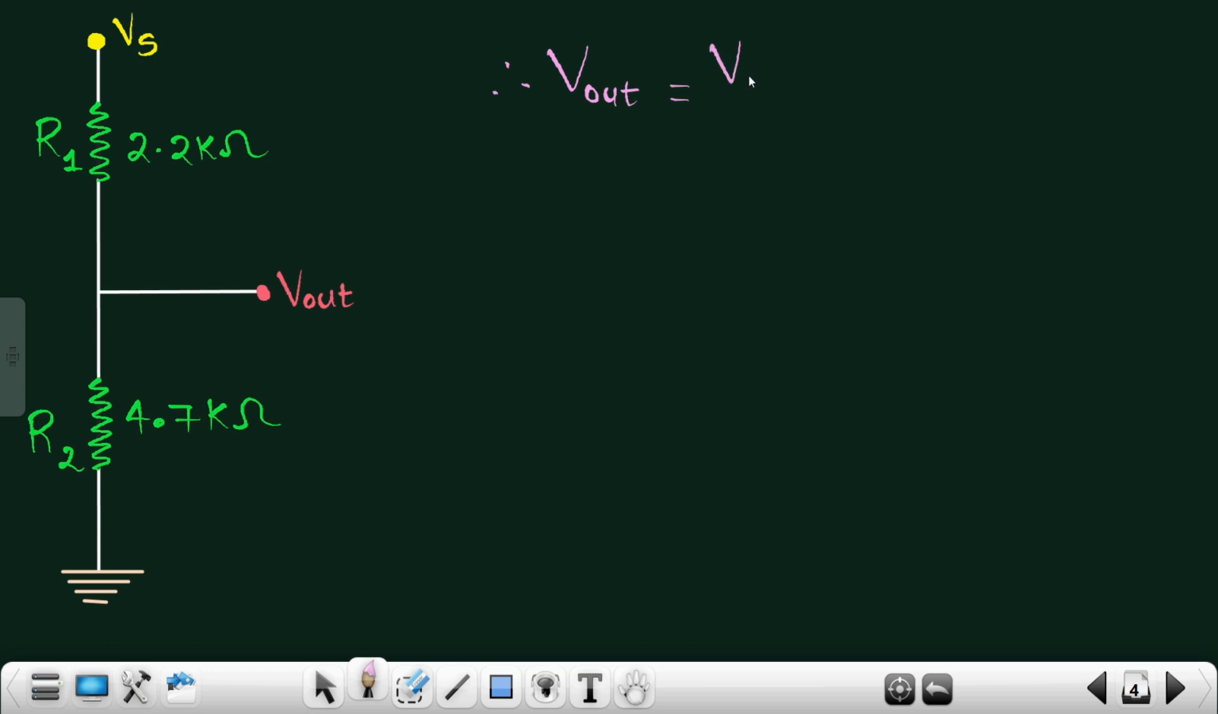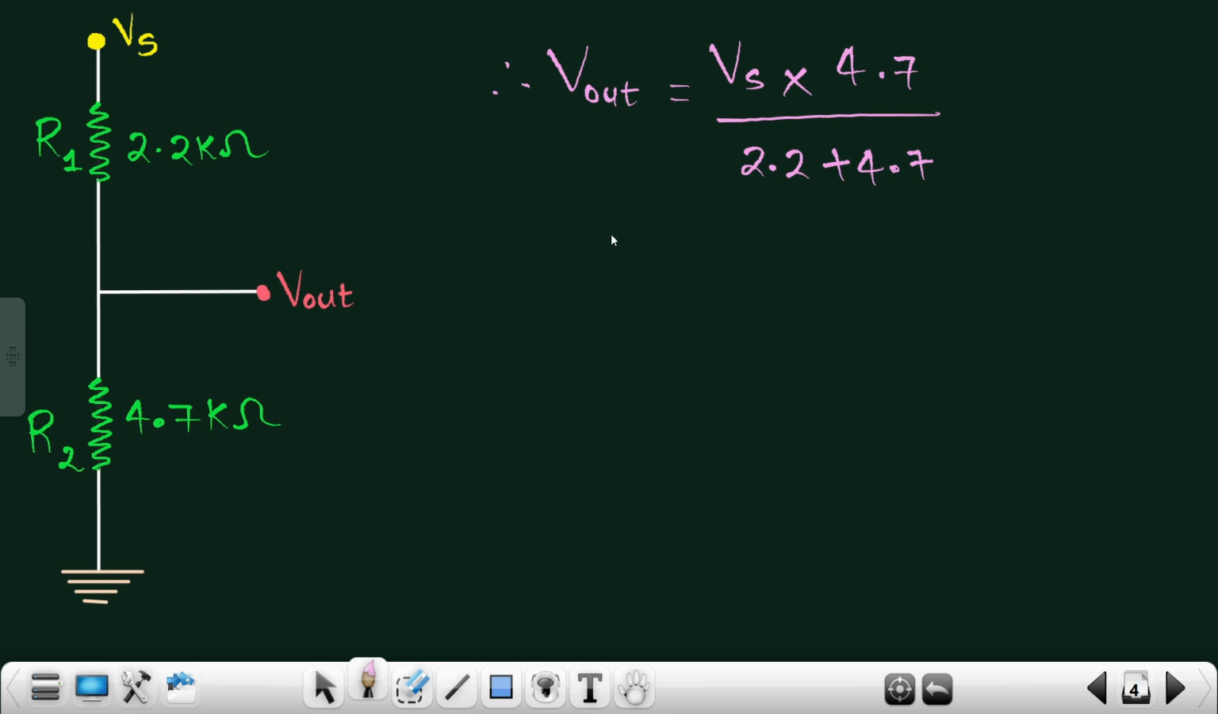V out would be equivalent to Vs, that is the source voltage, times R2. R2 is nothing but 4.7K, divided by 2.2 plus 4.7. I'm not writing kilo ohm because if you write K ohm, it is present in both denominator and numerator, so anyway it is going to get cancelled, right?